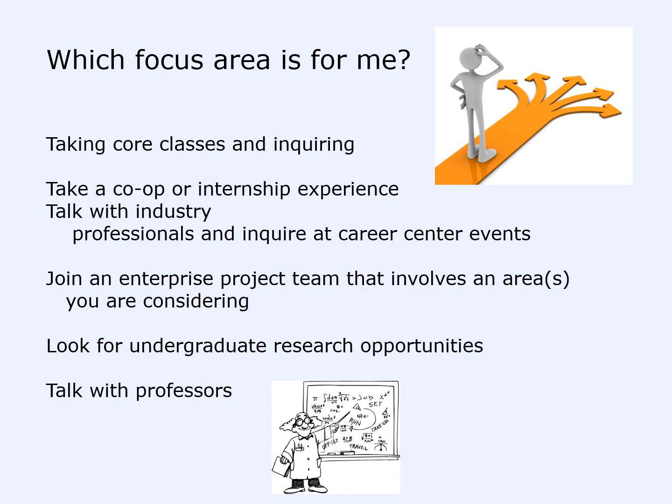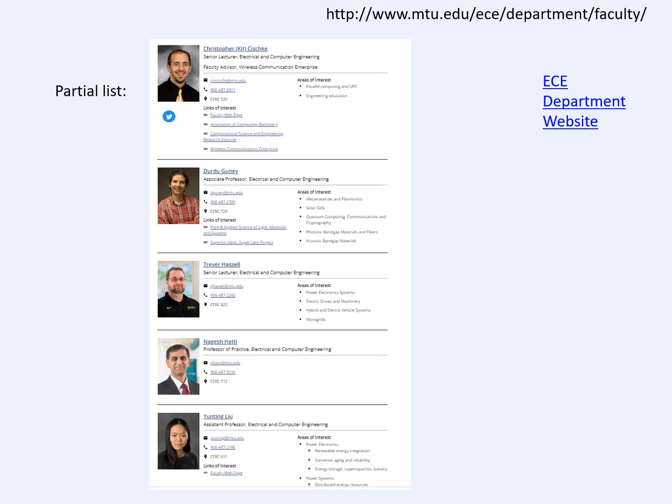Take a co-op or internship and work with professional engineers where you'll learn about one or more focus areas. Talk with people from industry at career center events and industry days. Perhaps you could join an enterprise project team that exposes you to an area you are curious about. Join a student professional organization such as IEEE or SPIE, or perhaps get involved in undergraduate research with a professor. Don't be afraid to get to know your professors who are experts in their areas of specialization. Our faculty listing is on the ECE department website, where you can find office numbers, email addresses, their areas of interest, and access to their webpage.